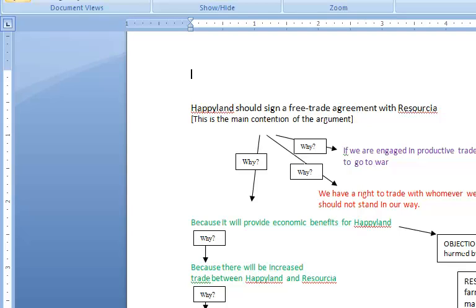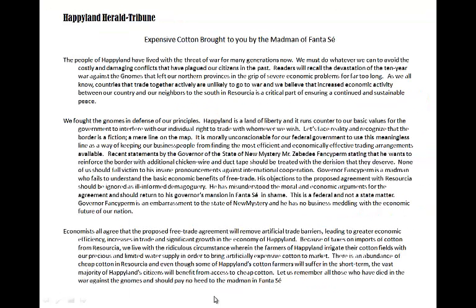So just given what we have here, how do we do this? Well, once we've identified the main contention, we can begin asking, why should we believe this? Why should we accept the main contention according to the author? Notice that there's an awful lot going on here that's not directly relevant to the main contention.